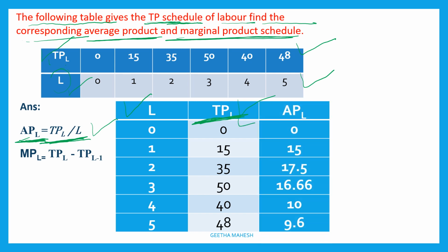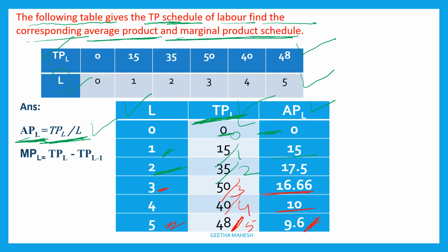Now you can see here the calculation of APL. So 0 divided by 0 you will get 0. 15 divided by 1, this one you should use, is 15. Then 35 divided by 2. And 50 divided by 3, you will get 16.66. Then 40 divided by 4, you will get 10. Then 48 divided by 5 means you will get 9.6.